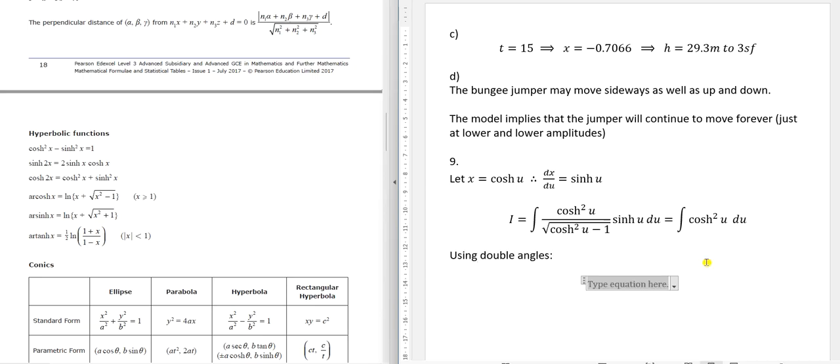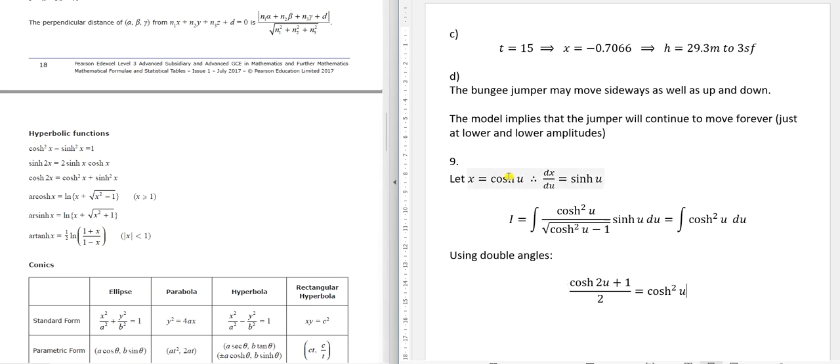But let's start with double angles, because I've got over here a double angle formula for cosh 2x, so I'll turn that into cosh 2u. That's cosh squared u plus sinh squared u, but sinh squared u is equal to cosh squared u minus 1. So I can just turn that into 2 cosh squared u minus 1. And I can go one step further by adding 1 to both sides of this, then dividing by 2.